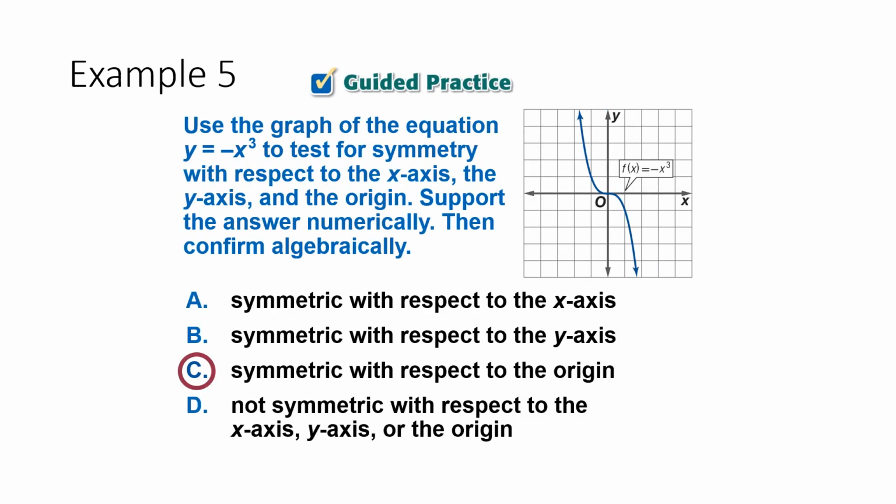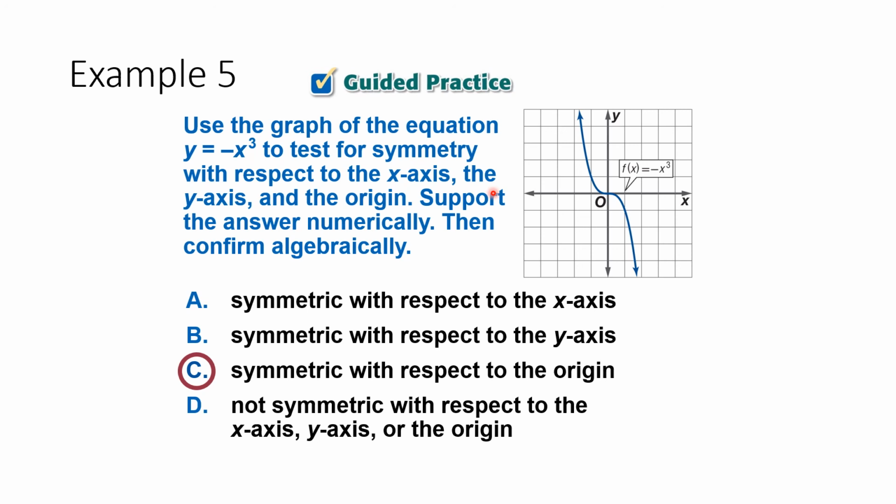Okay, here's a guided practice for you. Use the graph of the equation y equals negative x cubed to test for symmetry with respect to the x-axis, the y-axis, and the origin. Support your answer numerically. Maybe pause the audio and think a little bit. Is it symmetric about the x-axis? The y-axis? Or the origin? If I rotate it 180 degrees, would I get the same graph or no? Yes, it's symmetric with respect to the origin.